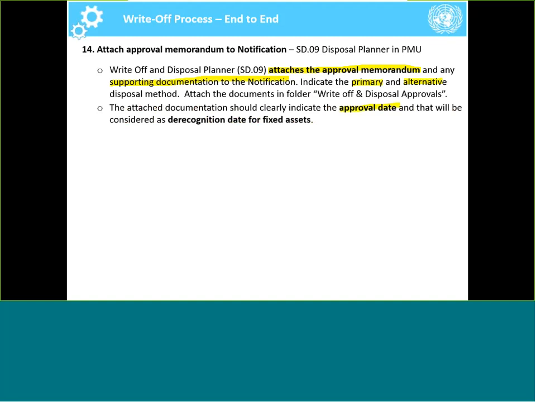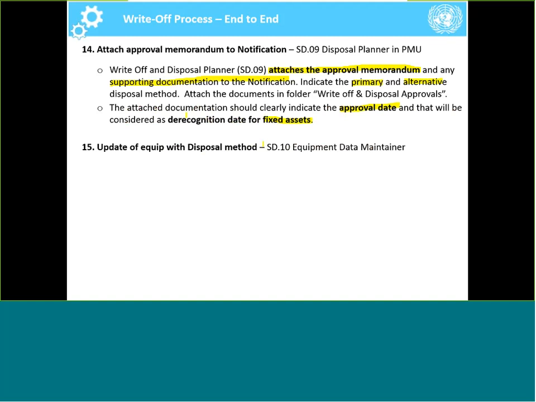And it's important that the documents, the meeting minutes, reflect the exact approval date. More important if we are talking about a fixed asset, because that will be the date where the fixed asset will be de-recognized from the system, and that date will be used by the fixed asset accounting user as the date of the recognition of the fixed asset. So it's important that the approval date appears in the meeting minutes uploaded in the notification if we are talking about fixed assets.